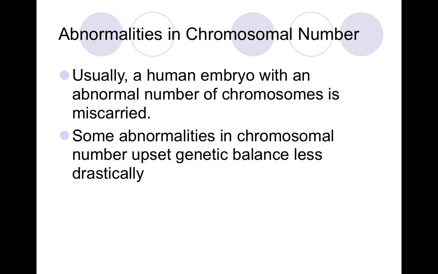So if we have a number of chromosomes that is abnormal, usually what happens is a human embryo, if you have a big disconnect here, will usually miscarry naturally. The baby will not form to the point where it can be birthed. There are some chromosomal abnormalities, however, that will upset the genetic balance and cause some defects, but the embryo will still develop and the baby will still be born.